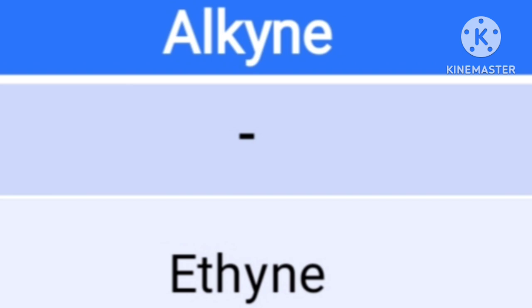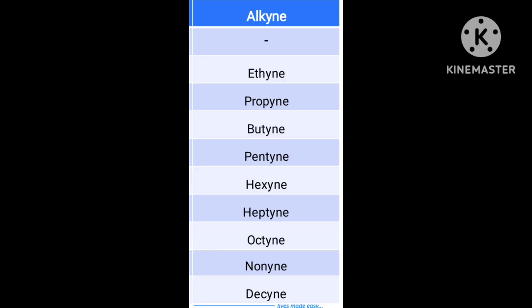Here is the chart for the alkynes' names. Eth plus yne will give you ethyne. Prop plus yne will give you propyne. But plus yne will give you butyne. Pent plus yne will give you pentyne. Hex plus yne will give you hexyne. Hept plus yne will give you heptyne. Oct plus yne will give you octyne. Non plus yne will give you nonyne, and dec plus yne will give you decyne.